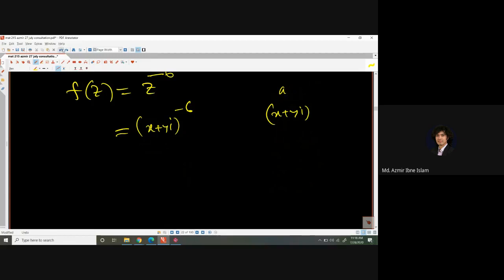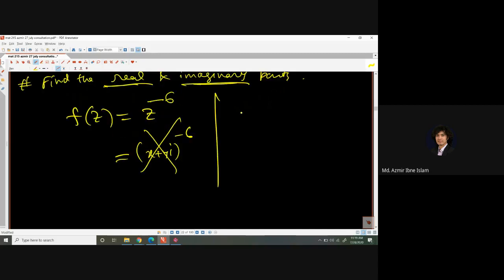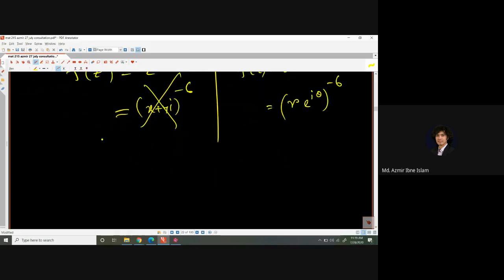Is that okay, Afrit? Yes, sir. Got it. Because we can't expand this one. If we know the expansion of (x plus yi) to the power -6, we can easily expand this, but that is the concept of the binomial theorem. So rectangular form is not applicable. But here we can also write f of z equal to z to the power -6. Now instead of using rectangular, we can think about polar form. Clear? And polar form allows us to use this identity.